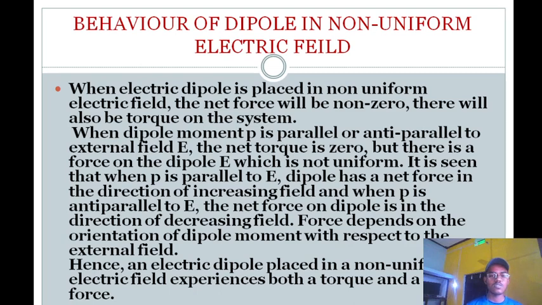When electric dipole is placed in non-uniform electric field, the net force will be non-zero. There will also be torque acting on the system. When dipole moment P is parallel or antiparallel to the external electric field, the net torque is zero, but there is a force on the dipole as E is not uniform.